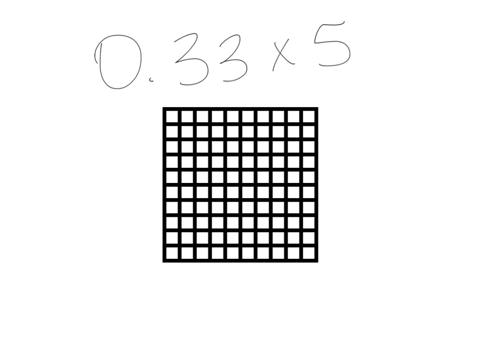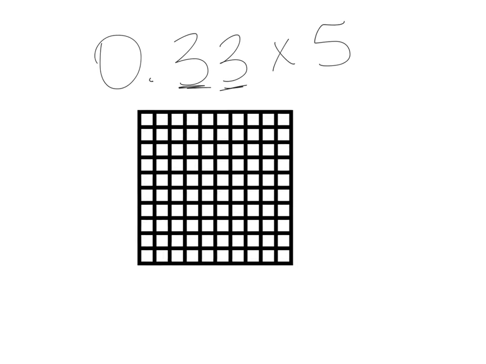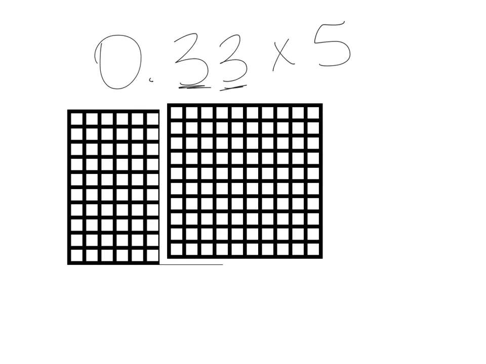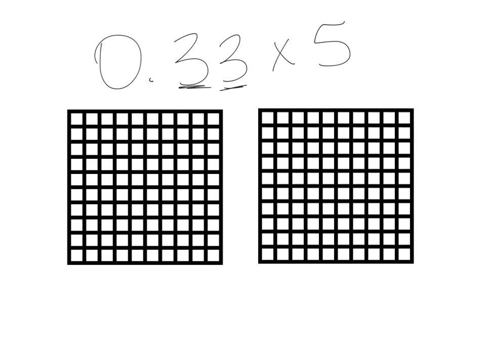Okay? Let's look at a different example. Now I have 33 hundredths times 5, so that's 5 groups. So that means I have 3/10 and 3 hundredths. I may need to pull out another decimal grid, actually. So let me do that. Give me 1 second. Alright, so I have 2 decimal grids.